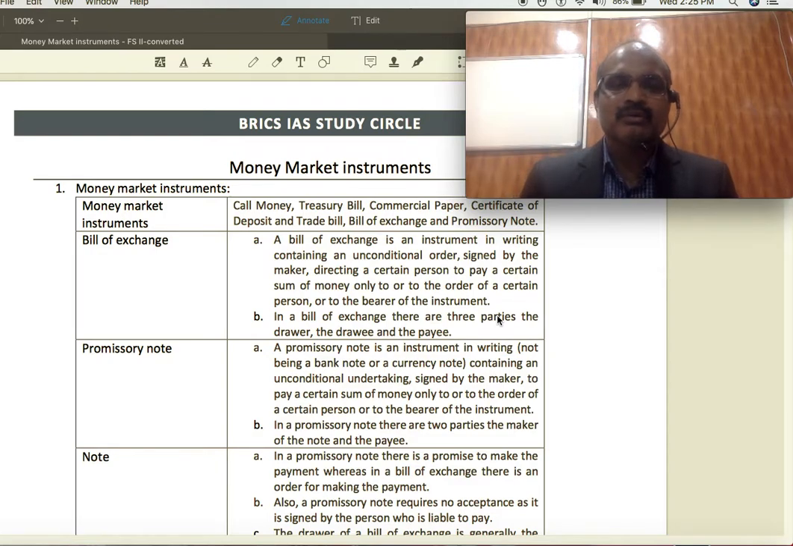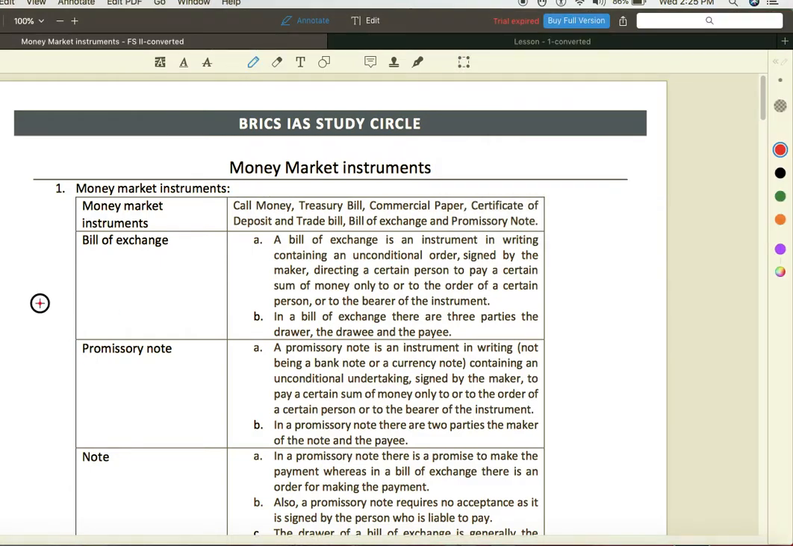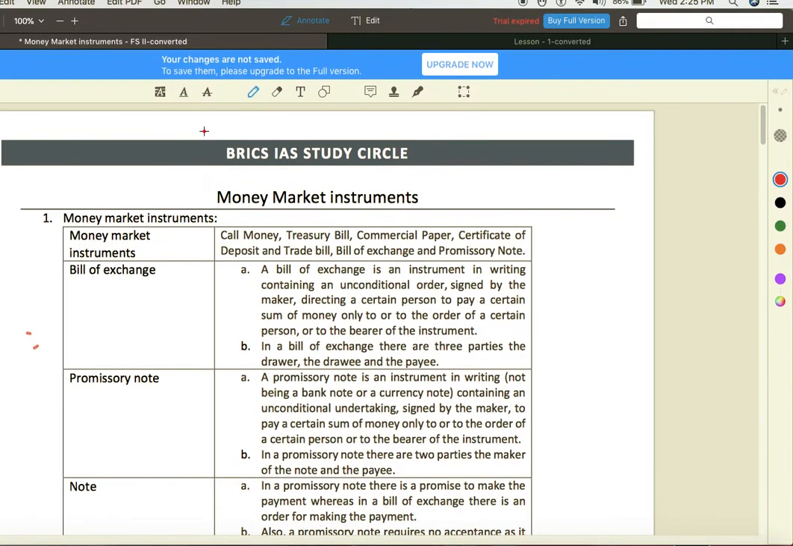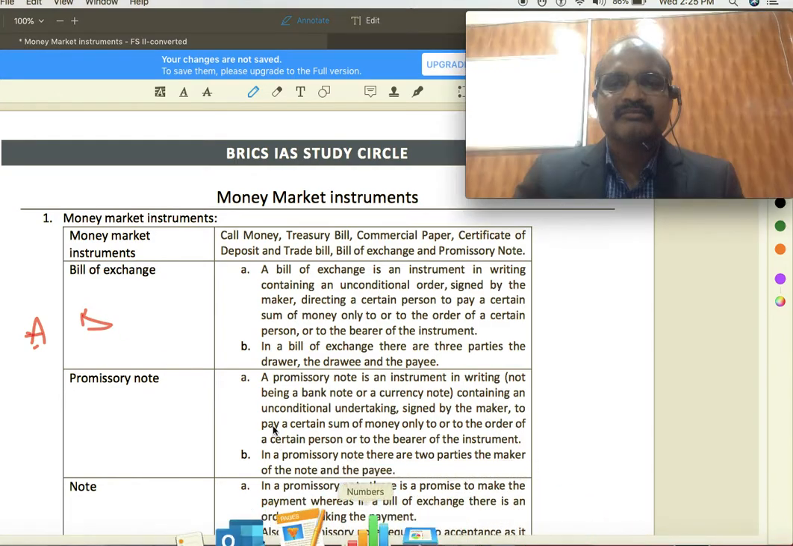Before I go into call money, treasury bills and those instruments, let me briefly explain what is a bill of exchange and promissory note. Slowly please, if there is any confusion. Let's say there are two traders, trader A and trader B. Trader A is selling goods to trader B.